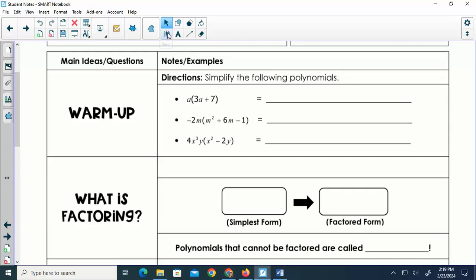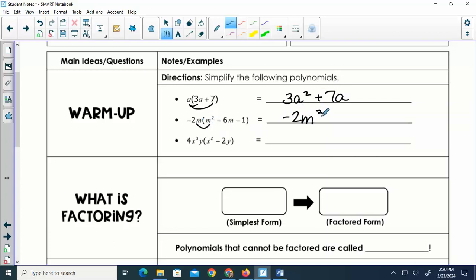So the first one, if you distribute your A, we get what? 3 plus 7A. Okay, second one, you get? -2 into 4 plus 12A squared plus 2A. Okay, and the last one? 4x to the 5th y minus 8x to the 4th y squared. Okay. So that's what we get when we multiply these.